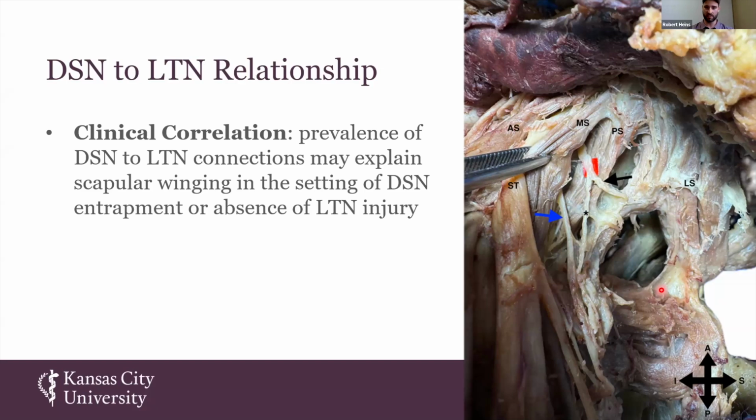But correlating this clinically, the prevalence of these connections between the two nerves may explain scapular winging in the setting of dorsal scapular nerve entrapment or in the absence of long thoracic nerve injury.